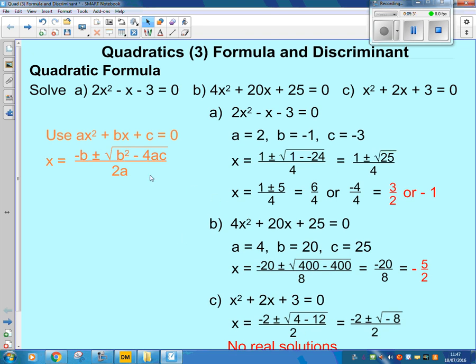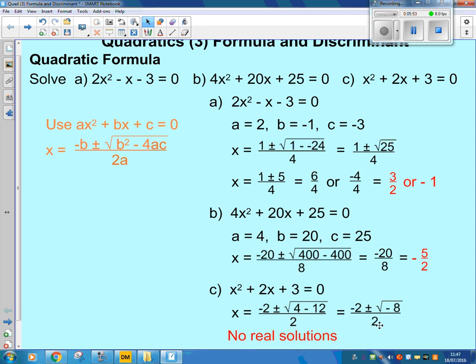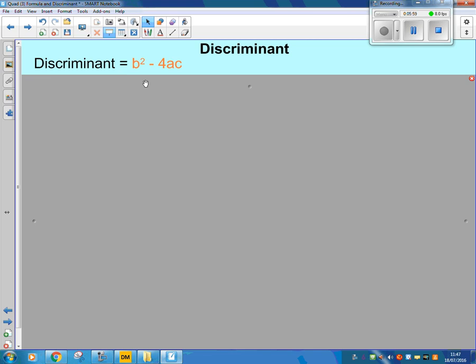And so this part inside the square root, the b squared minus 4ac, will tell you how many solutions there are. So if it's a positive number, we get what are called two different or two distinct real roots. If it equals 0, we get what we say as two identical real roots. And if it's less than 0, you get no real roots. Let's look at that on the next page.